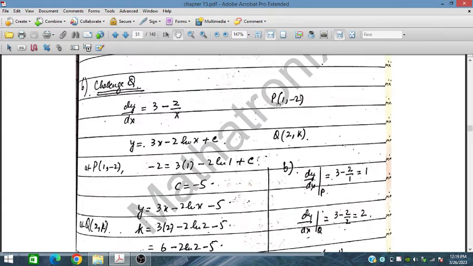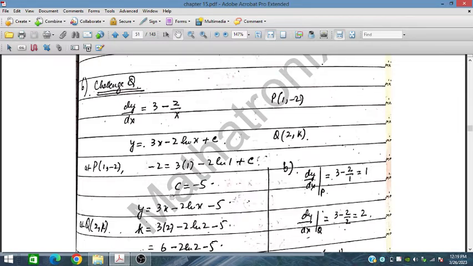on this curve, we will place 1 in place of x and minus 2 in place of y. So minus 2 here, and in place of x we will write 1, plus c. So this becomes 0 and this is 3, and shifting it here, minus 5, so c is equal to minus 5. So c will be minus 5. So this equation can be written down as y is equal to 3x minus 2x ln x plus c, and c is minus 5.